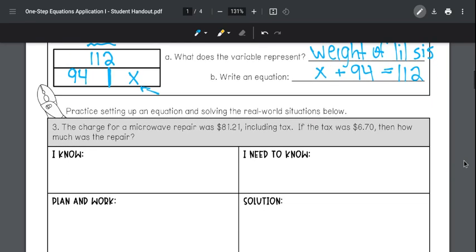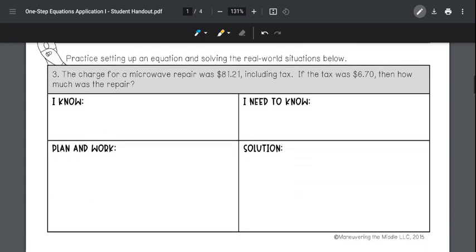All right, now we've got a couple problems that are going to look like this, where we're going to practice setting up an equation and solving. Okay, so we're going to look for things that we know, things that we need to know, what our game plan is and show our work, and then our final answer. So the charge for a microwave repair was $81.21, including tax. Okay, so we know our total to get our microwave fixed was $81.21. Write that down.